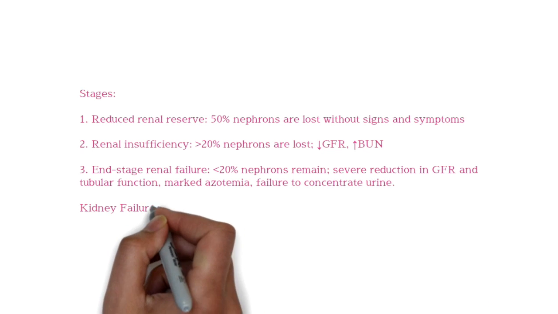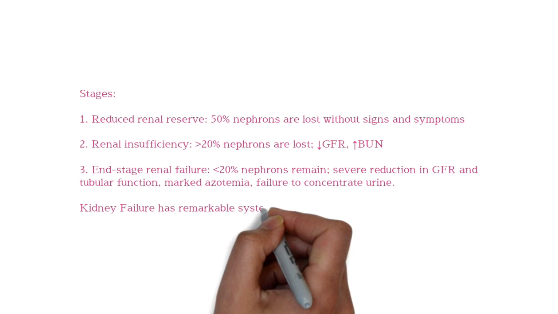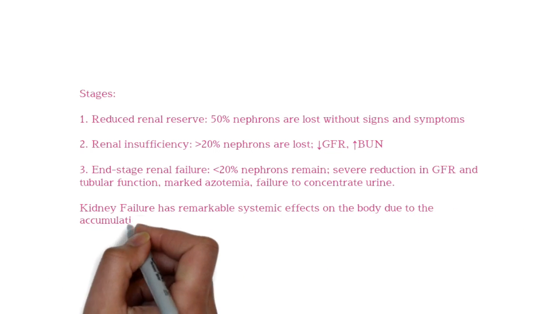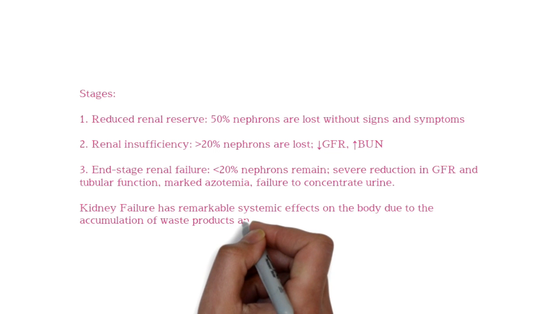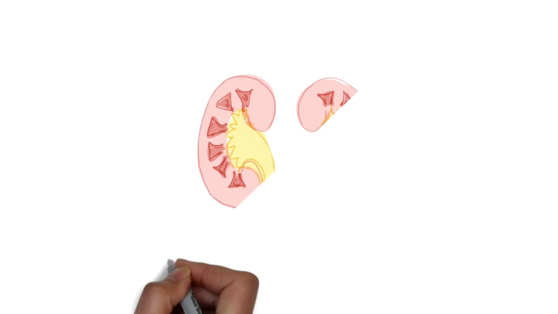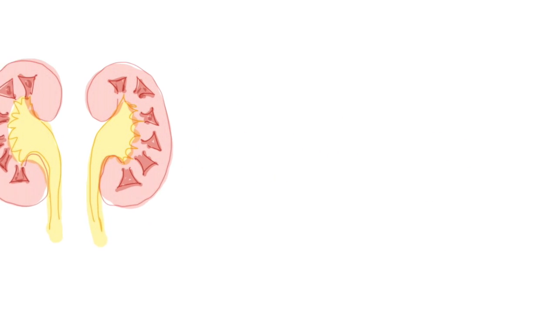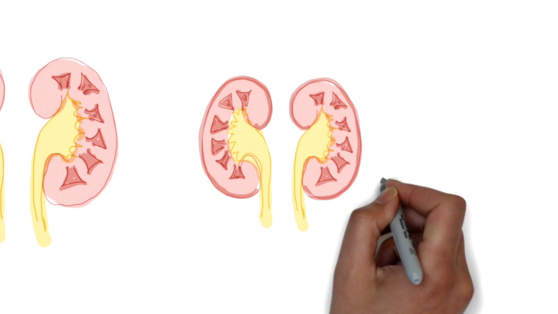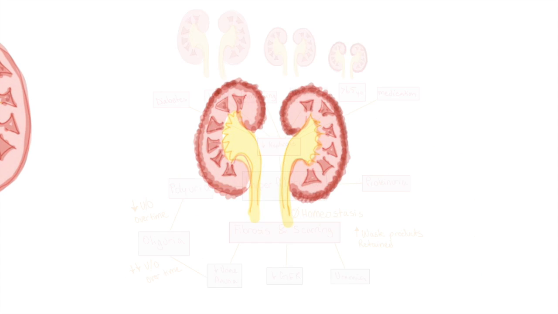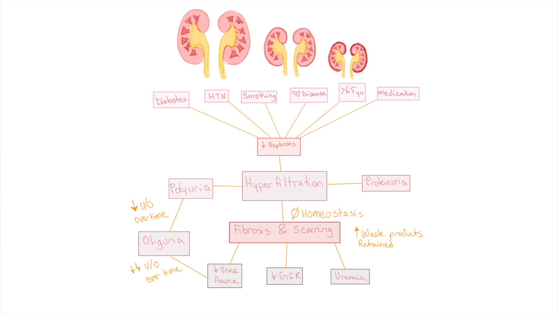Kidney failure has remarkable systemic effects on the body due to the accumulation of waste products and excess fluids. Normal kidneys become scarred and fibrotic. With extensive damage to the kidneys, they shrink and are unable to properly function. There are multiple risk factors in CKD that lead to the destruction of nephrons. Certain ethnicities, such as Indigenous, Asian, and African, are at greater risk of developing CKD.